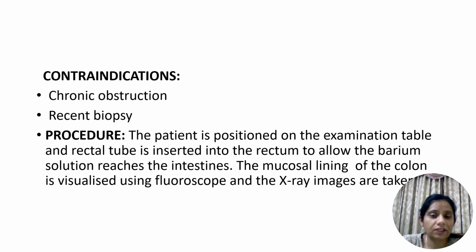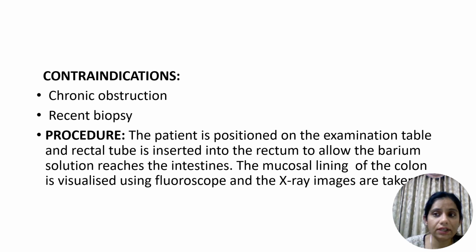Now, the procedure for the barium enema is very different from the procedures we have done till now for the rest of the barium studies. In this study, we ask the patient to lie down on an examination table, and barium suspension solution is inserted through a rectal tube, which is inserted from the anal canal into the rectum, so that the barium solution reaches the intestine until the ileocecal junction. The mucosal lining of the colon is visualized using fluoroscope and X-ray images are taken. Once the solution reaches the ileocecal junction, the rectal tube is taken back and then the images are taken.